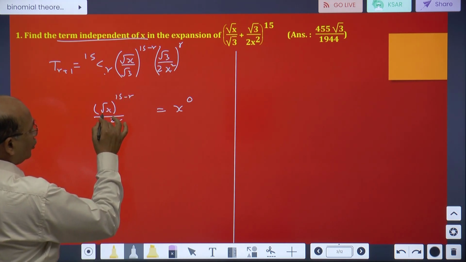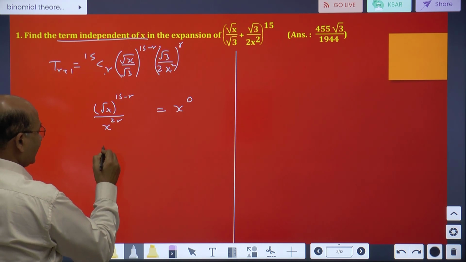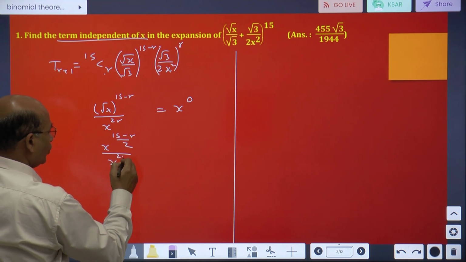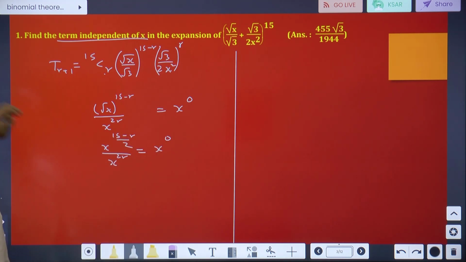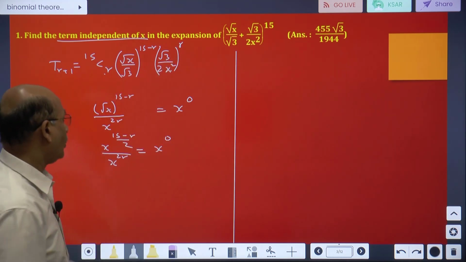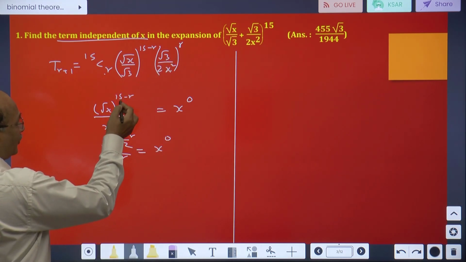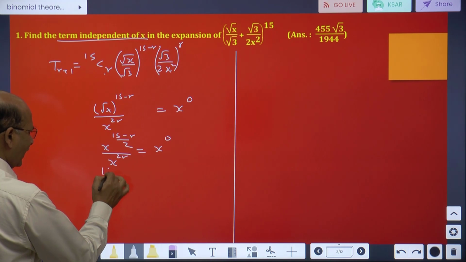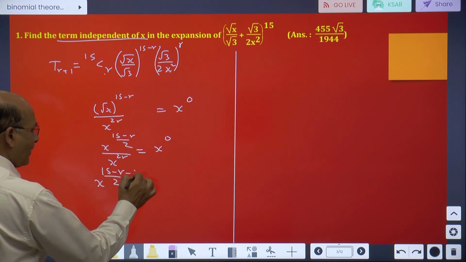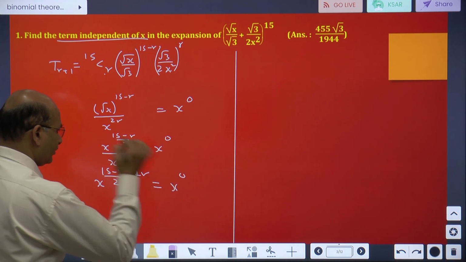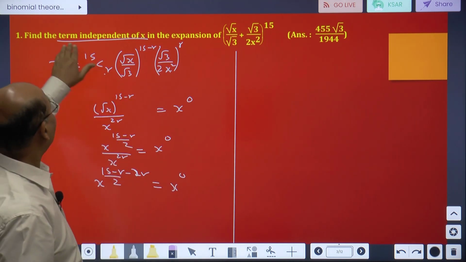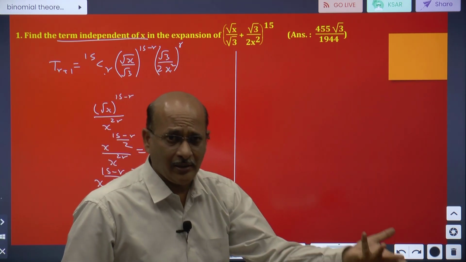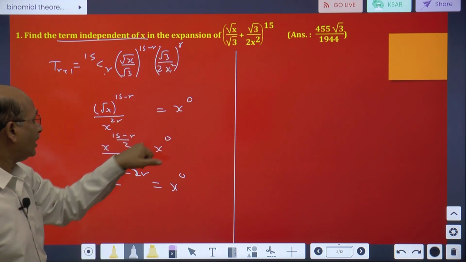Now this is root, so root x is x raised to 1 by 2. So I can write x raised to (15 minus r) upon 2, upon x raised to 2r, is equal to x raised to 0, because square root I can write as x raised to 1 upon 2. Now same base, so x raised to (15 minus r) upon 2 minus 2r is equal to x raised to 0. Remember your objective: to find the term you should know which term it is, 5th, 10th, 7th, where it is independent of x. That's why I am finding r.